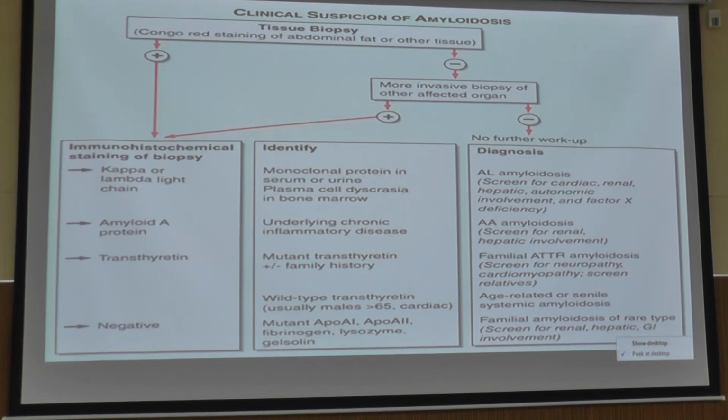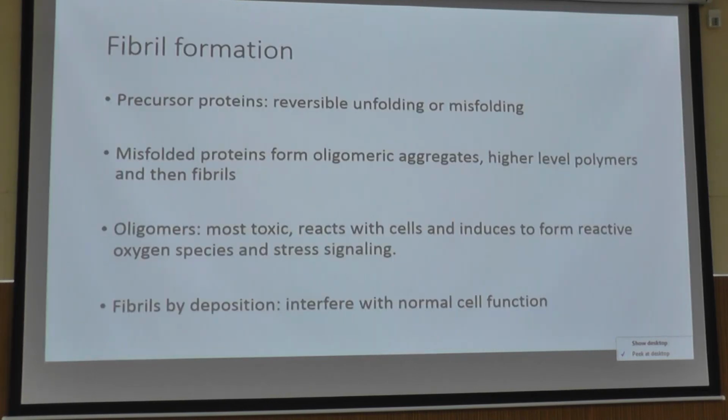Now, in the same way, different proteins like fibrinogen, lysozyme, gelsolin, any of these can be the precursor protein. Now, fibril formation is because either these proteins undergo reversible unfolding or misfolding. The misfolded proteins form oligomeric aggregates, higher level polymers, and then form fibrils. These oligomers are the most toxic aspect. They react with cells and induce them to form reactive oxygen species and stress signaling. Fibrils, what they do, they go and get deposited in the organs.